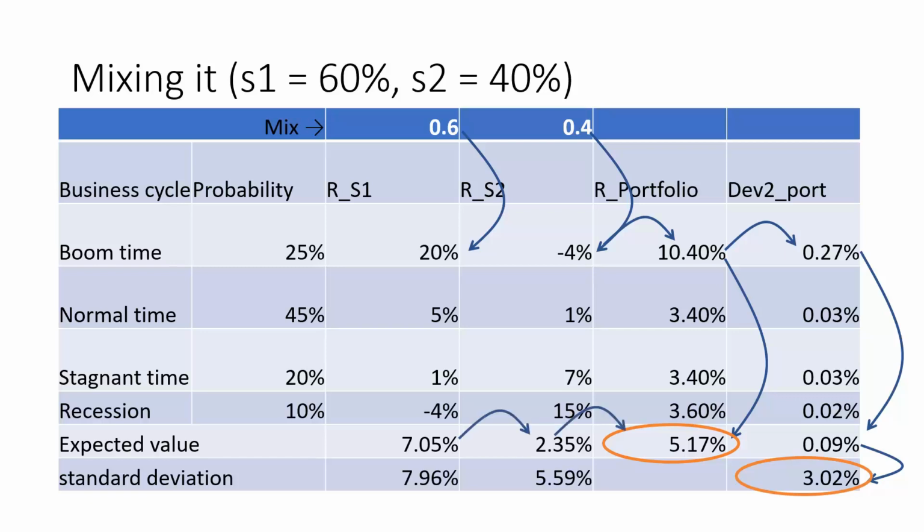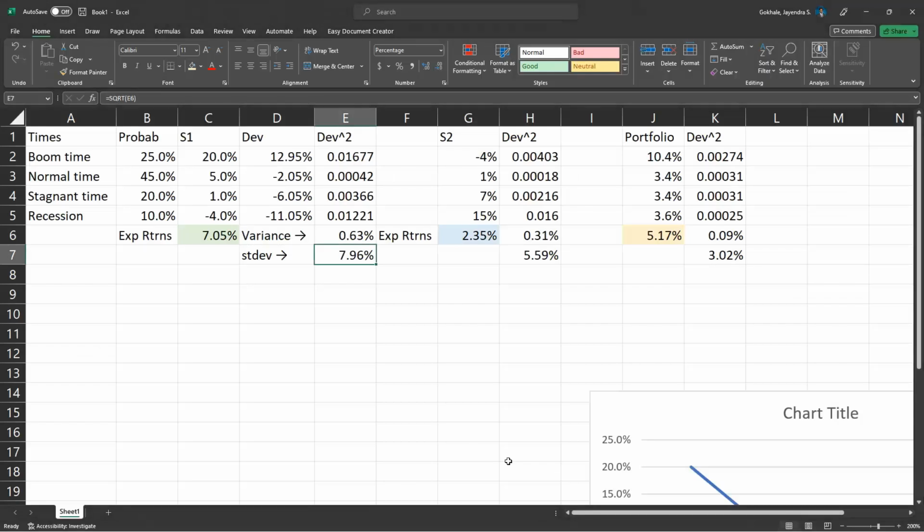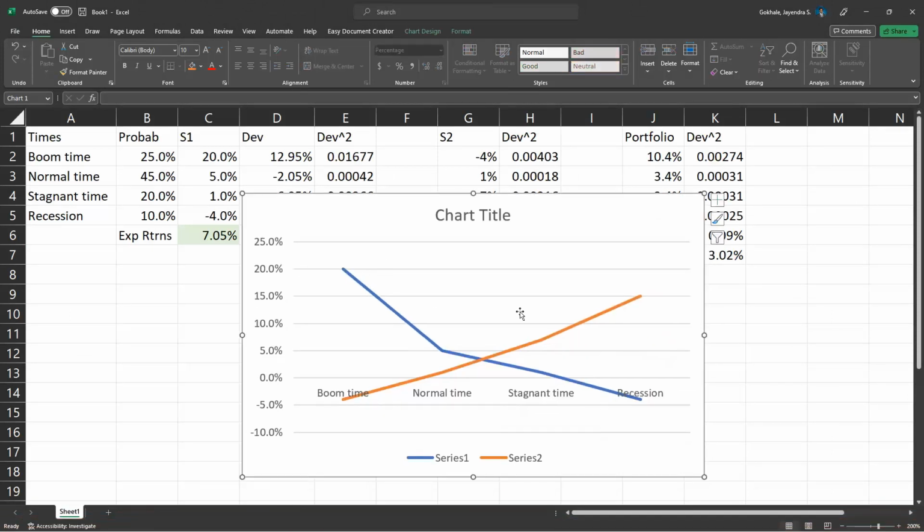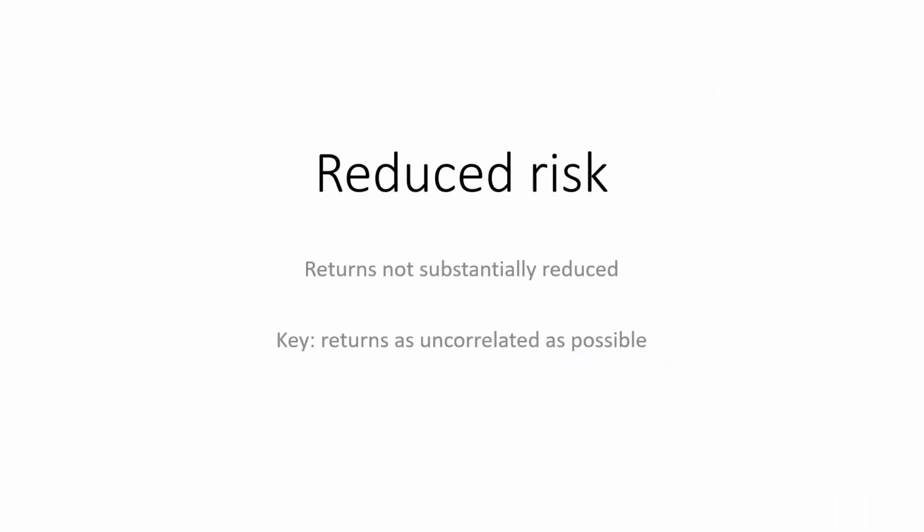Okay, so what we learned is the expected value was between 7% and 2.35%, and the standard deviation actually shockingly went down. So this means that we've reduced the risk, but the returns are not substantially reduced, and the key is the returns should be as uncorrelated as possible. So the graph that we saw in Excel, this graph here, shows that they are uncorrelated with each other across good times and bad times. That's the key.